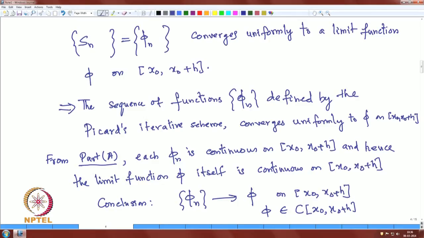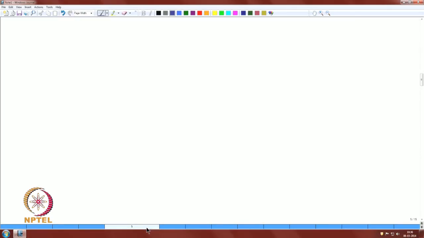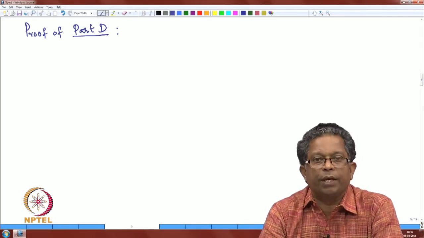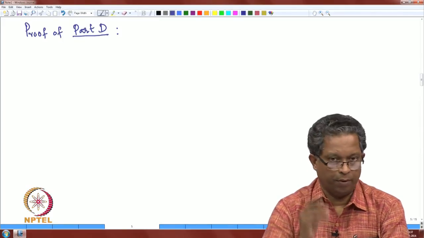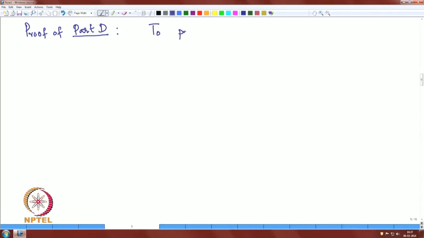Okay, now we will prove the next section, that is proof of part D. There we will show that this limit function phi, which we just got as a limit of the sequence of functions defined by the Picard's iterative scheme, is a solution to the initial value problem. So, to prove that the limit function phi satisfies the initial value problem.